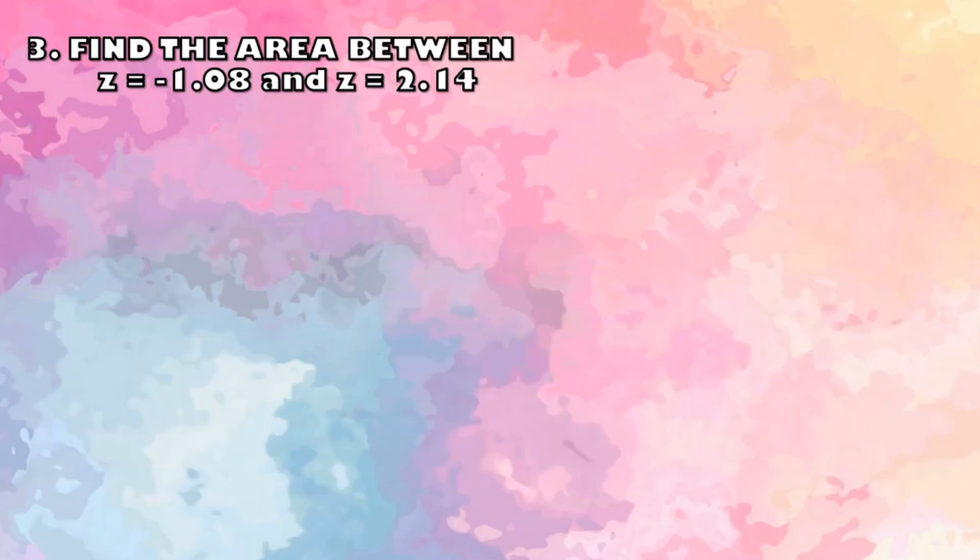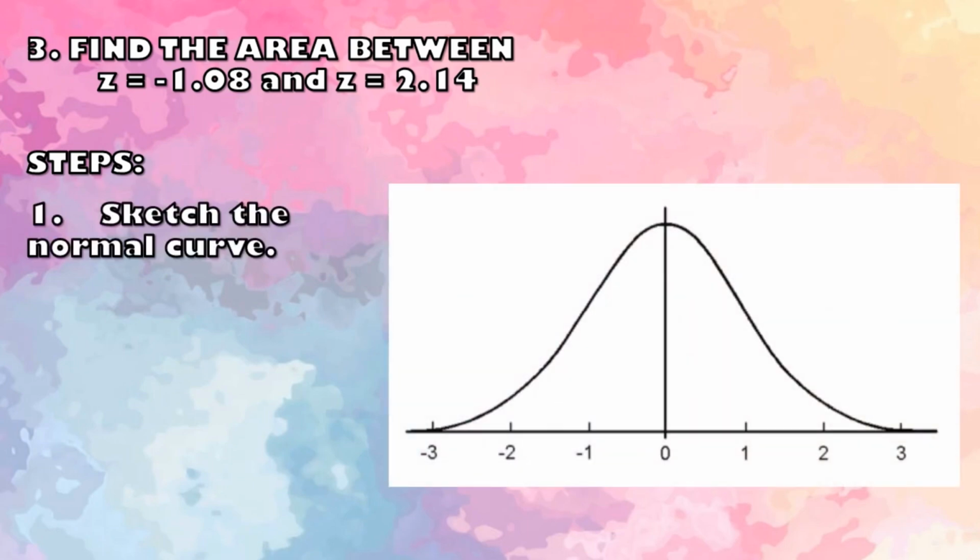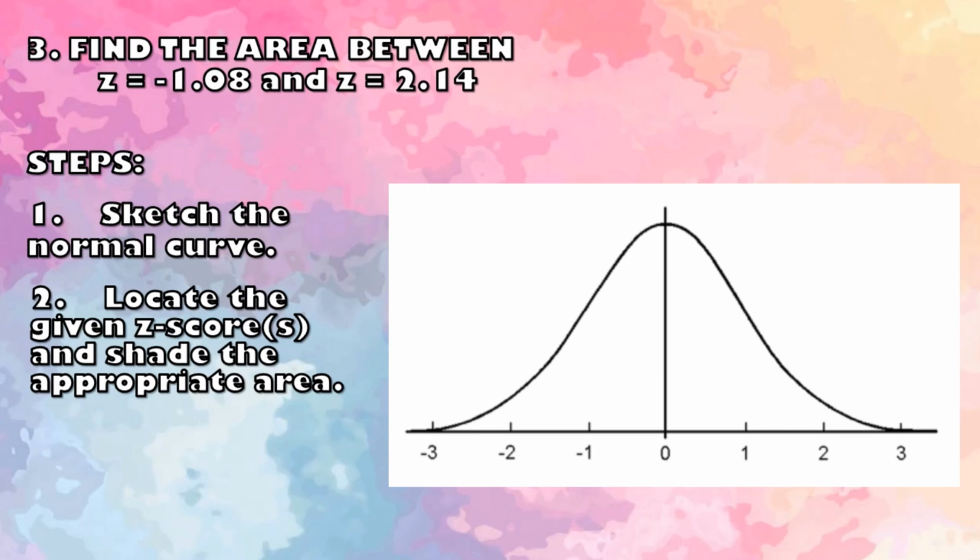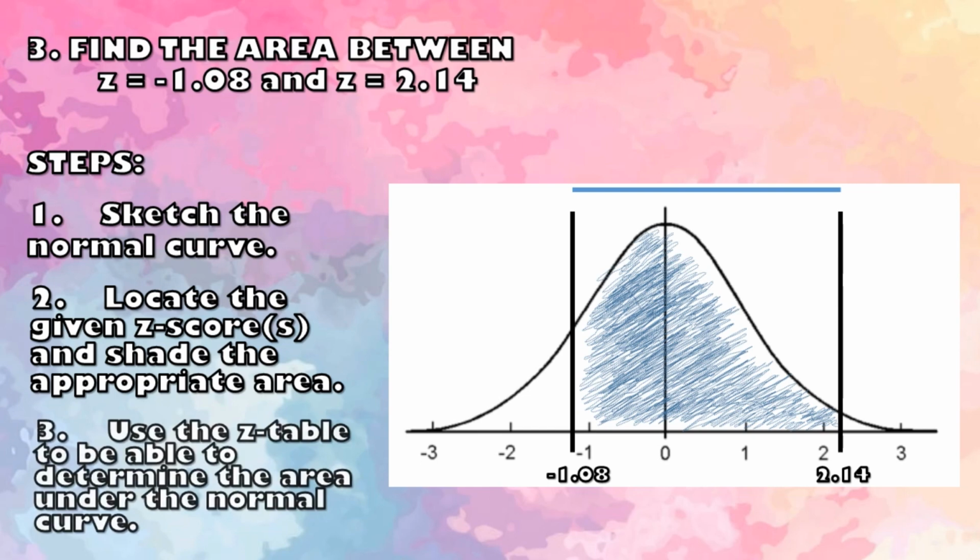For the third and last example, find the area between z equal to negative 1.08 and z equal to 2.14. Step number 1, sketch the normal curve. Step number 2, locate the given z-scores and shade the appropriate area. Step number 3, use the z-table to determine the area under the normal curve. Since we are finding the area between z equal to negative 1.08 and z equal to 2.14, we should follow the steps for finding the left area of a z-score.